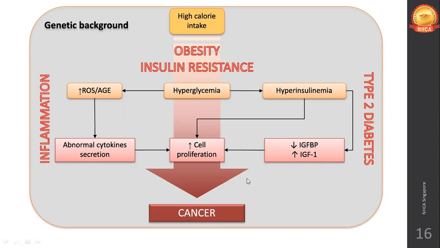ROS is medical terminology that is not required here. ROS stands for reactive oxygen species, and that is not required here. Just take into consideration that with increased age, insulin resistance, both these factors will play a key role in increasing your cell proliferation. Cell proliferation means division of cells at an alarming rate.